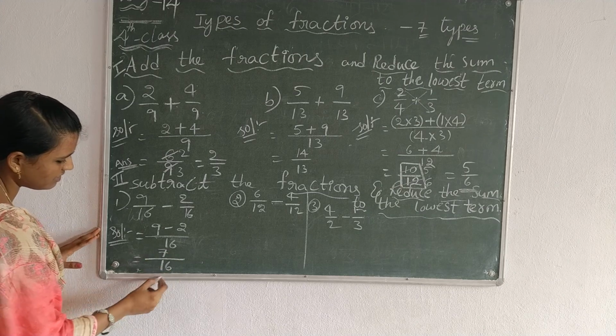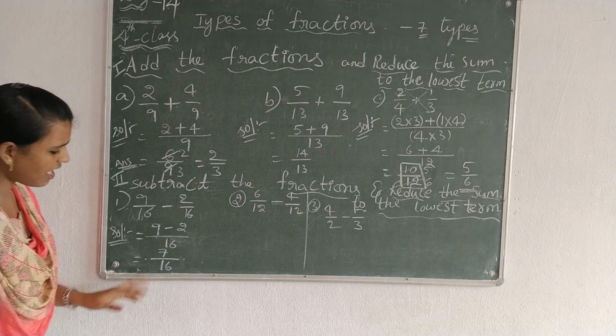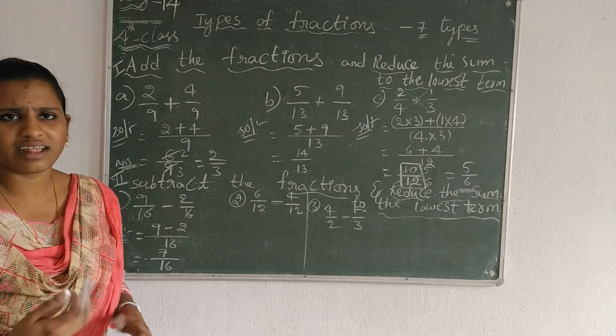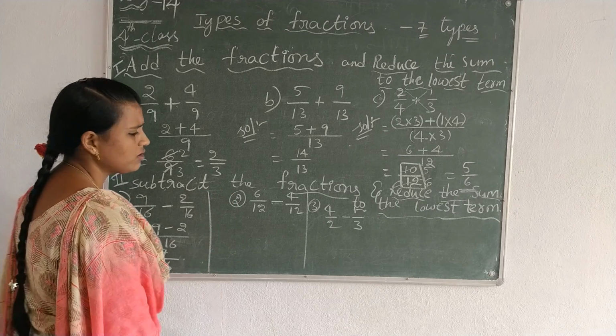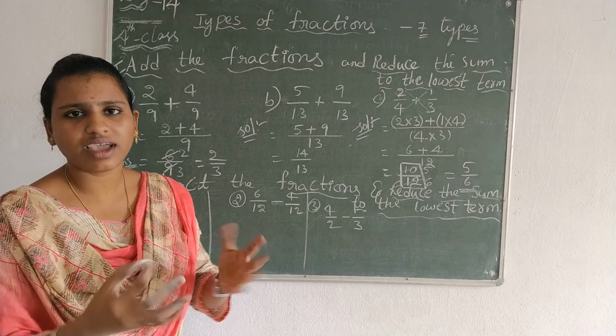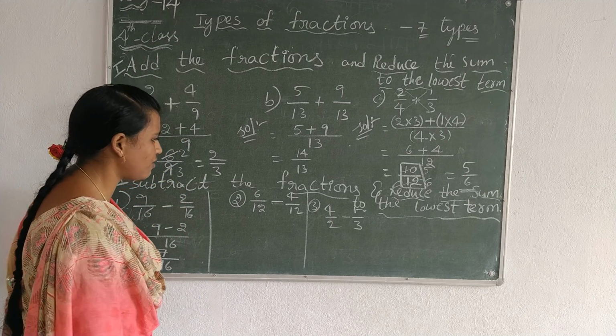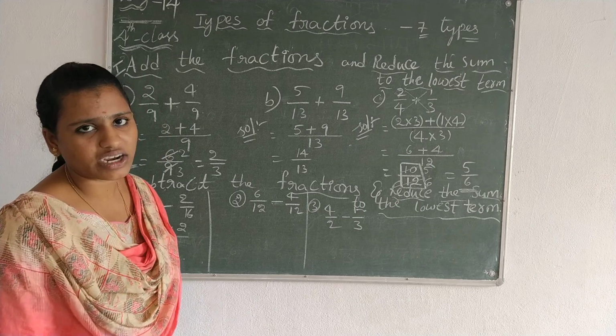So 7 by 16. Is it in the lowest form? These two numbers are not cancelled in any common table. That's why we leave it. 7 by 16 is the lowest form of this fraction.